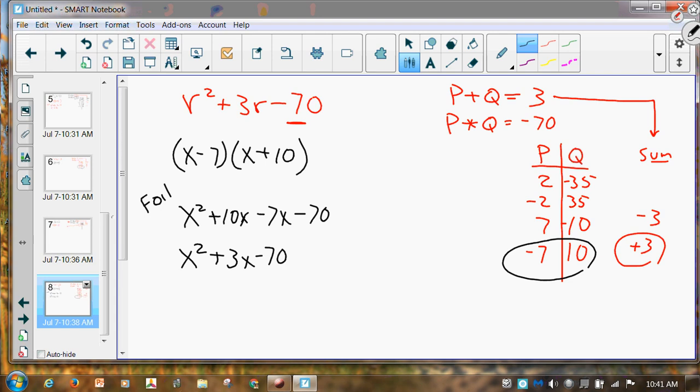So what we'll do is a part B, which will talk about factoring quadratics where the leading coefficient is not equal to 1. Okay? And that concludes this presentation.